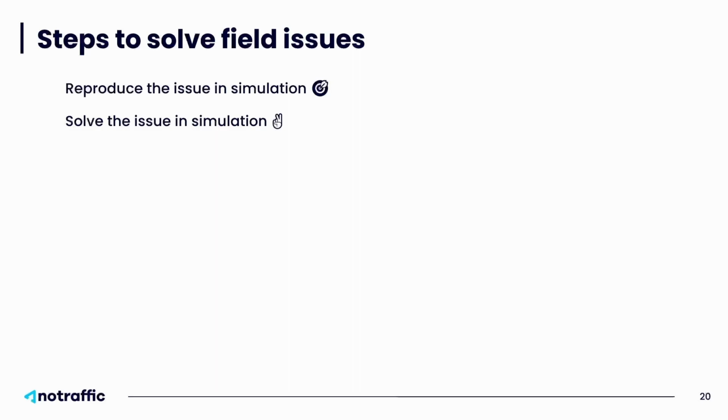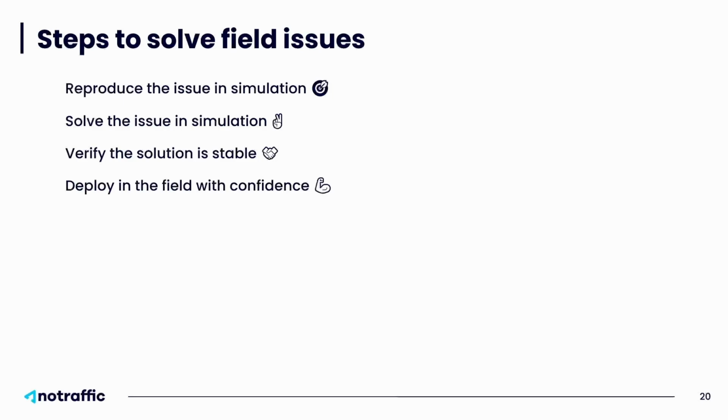Now we are in a lab environment. We are in a test bed. We can test several strategies. Nobody gets hurt from it. We are not doing anything in the field until we're sure. Verify the solution is stable and doesn't affect other approaches or other intersections. Deploy in the field with confidence, and monitor in the field to make sure that you really improve in the field.